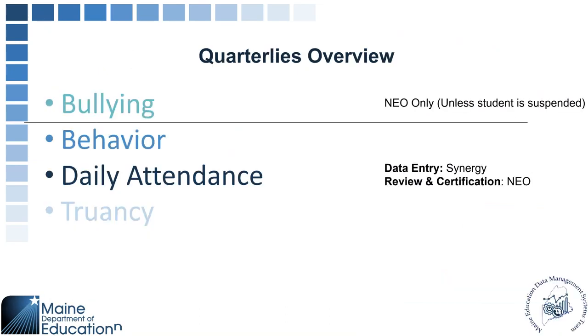So once again, today we're going over bullying, behavior, daily attendance, and truancy. Bullying is directly entered into NEO on the bullying reporting system module, and then behavior, daily attendance, and truancy are reported through Synergy and then certified and reviewed within NEO.